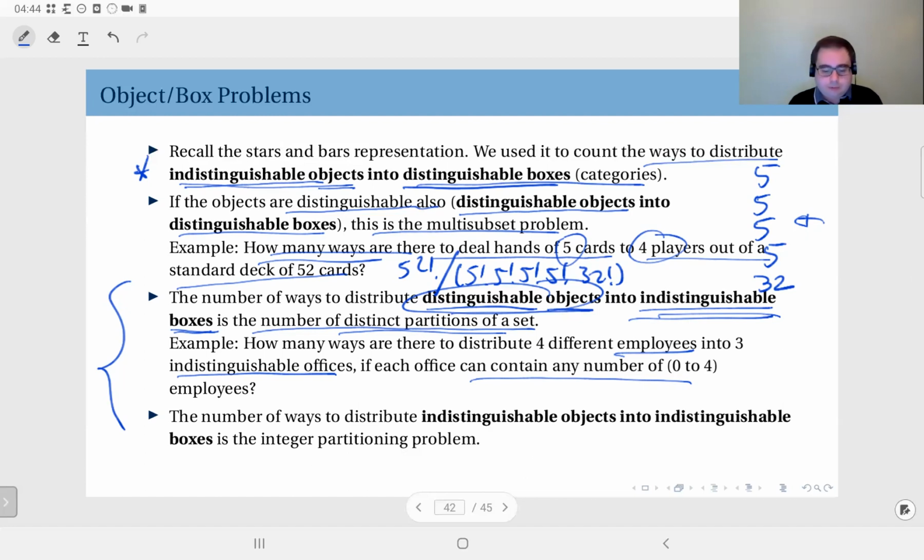The final one is the number of ways to distribute indistinguishable objects into indistinguishable boxes. Now this is the integer partitioning problem. How many ways are there to write an integer as the sum of positive integers? So let's see how we can solve this problem, because these two we have already solved earlier, and these final two are a little bit more complicated, so let's see what we can do about them.